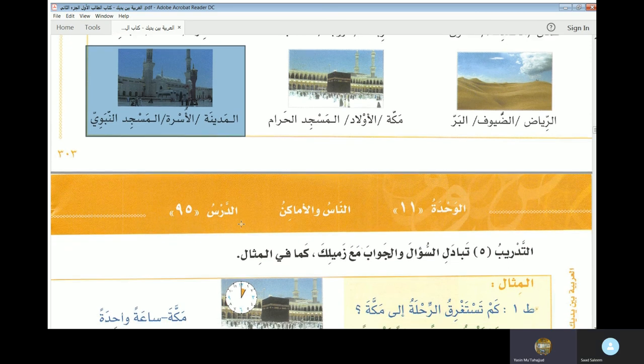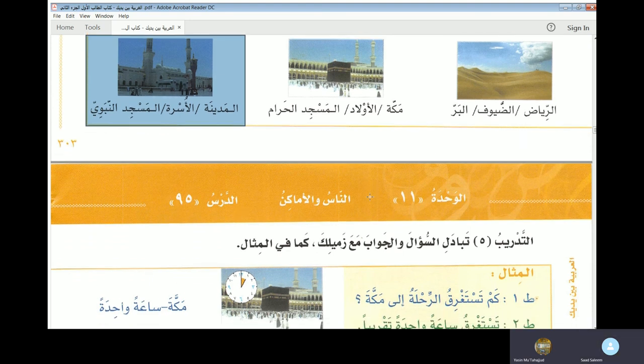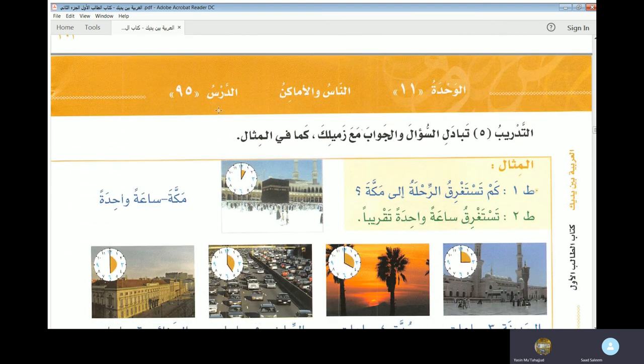كيف تقضي وقتك في المدينة؟ أذهب مع أسرتي إلى المسجد النبوي. I go with my family to Masjid Nabawi, to the Prophet's Masjid.